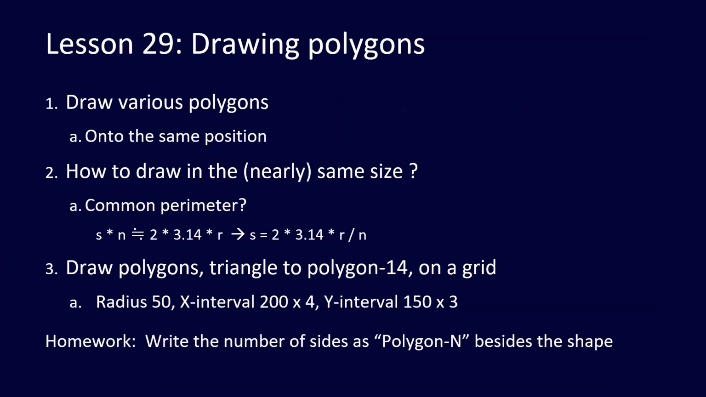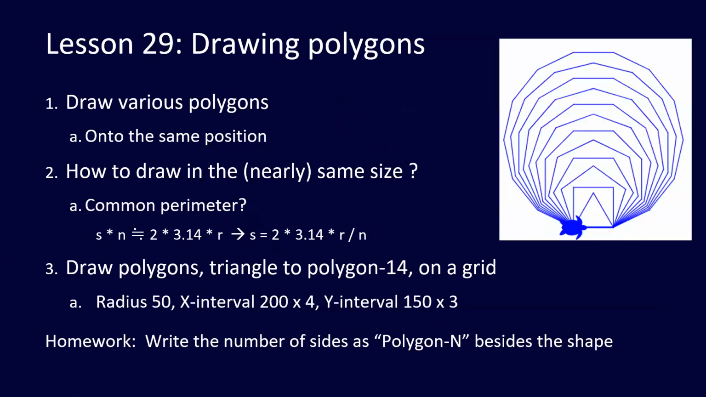Okay, last time, lesson 29, drawing polygons. We started to draw some polygons in the same position, and found out that using the same parameter, the shape becomes bigger and bigger as the number of vertices increases. So our idea was to use a smaller side length, proportionate to the number of vertices. Using that policy, we found a way to do that, and drew those polygons in a grid. So homework: write the number of sides as polygon n besides the shape.